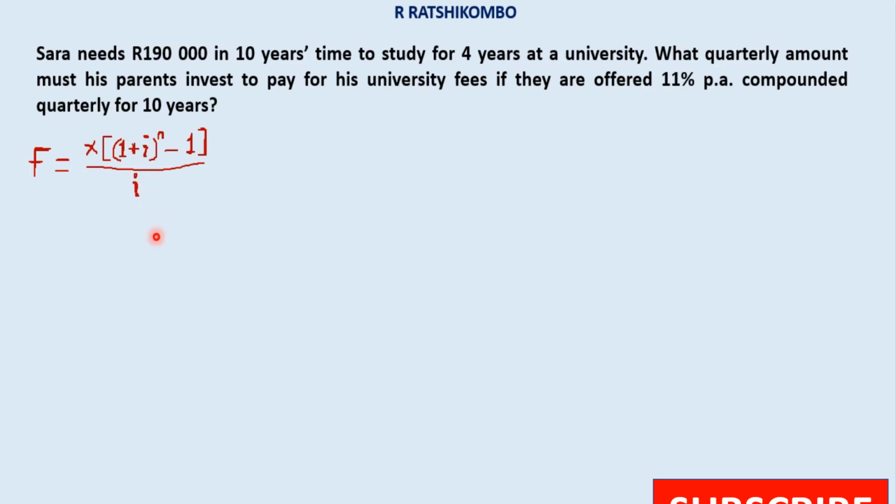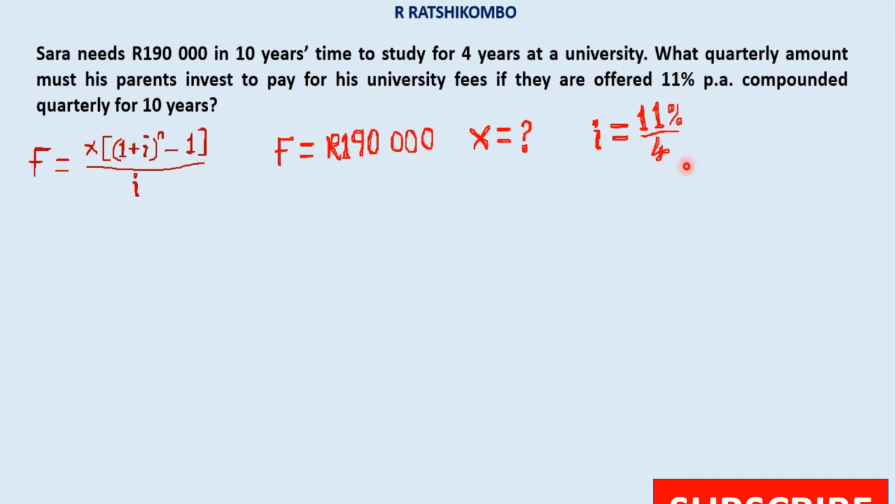What is the value of f? The value of f we are given, it's 190,000. That's the final value that we aim to receive at the end of 10 years. And then what is the value of x? We don't know the value of x. That's the one that we are looking for, the money that will be paid quarterly. And then what is the value of I? I we are given is 11%, but we are going to divide it by 4 because we are told that it's compounded quarterly. That's why we said 11% divided by 4.